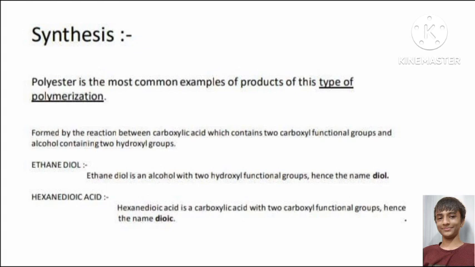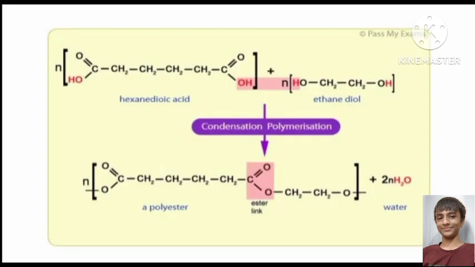Ethanediol is an alcohol containing two hydroxyl functional groups, hence the name diol. Hexanedioic acid is a carboxylic acid with two carboxyl functional groups, therefore the name dioic. In this slide, we can see that the polymerization process is happening between hexanedioic acid and ethanediol. To make this condensation polymerization successful, we need the functional groups at both ends of the bond.